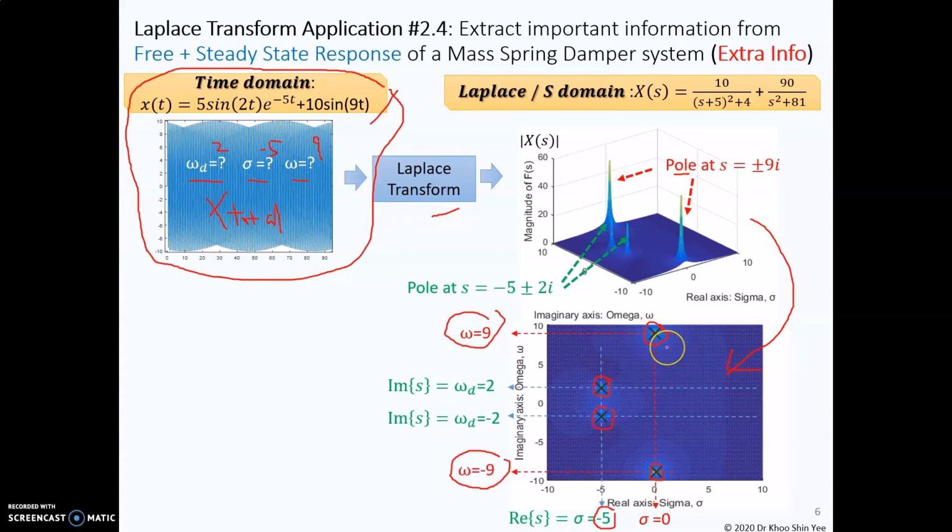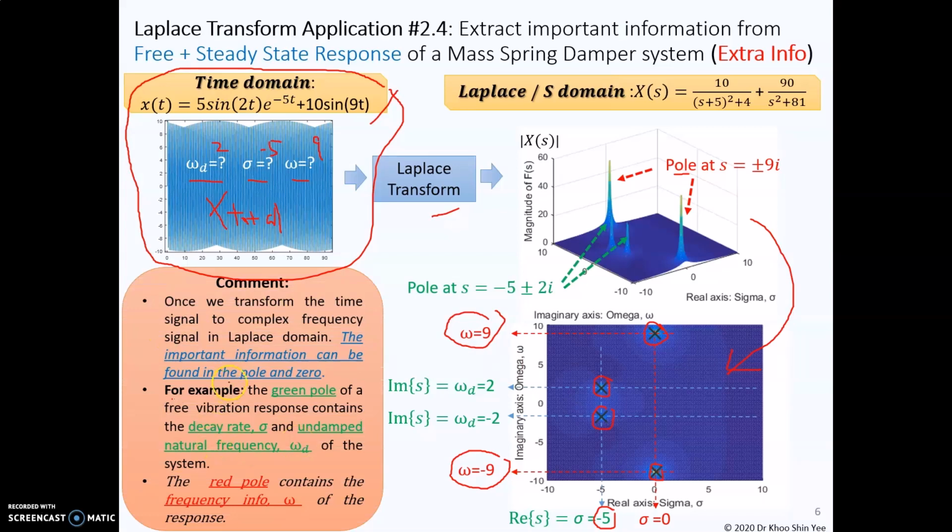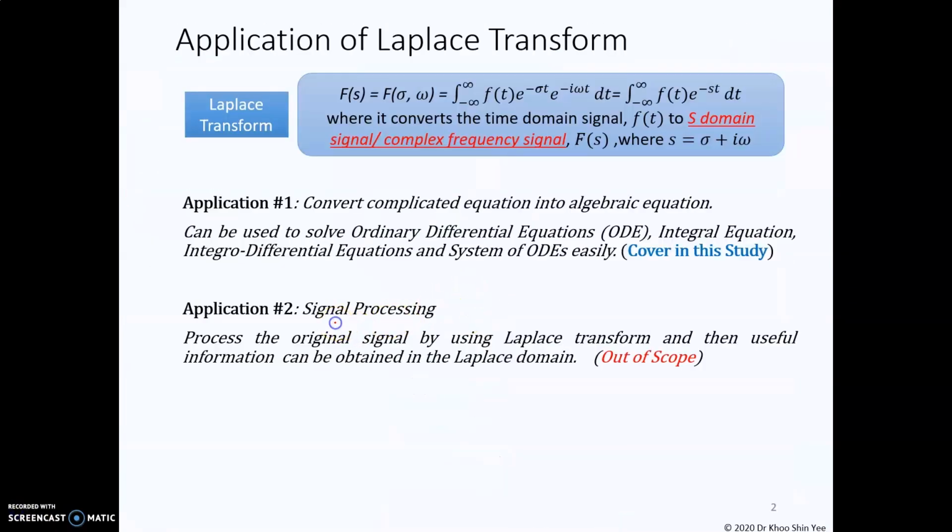So in the Laplace domain, we can find the natural frequency, exciting frequency, as well as decay rate easily. So this is the overall remark. These are some examples of how we use the Laplace transform in signal processing in order to extract useful information, which is very difficult to do in other domains such as the time domain.